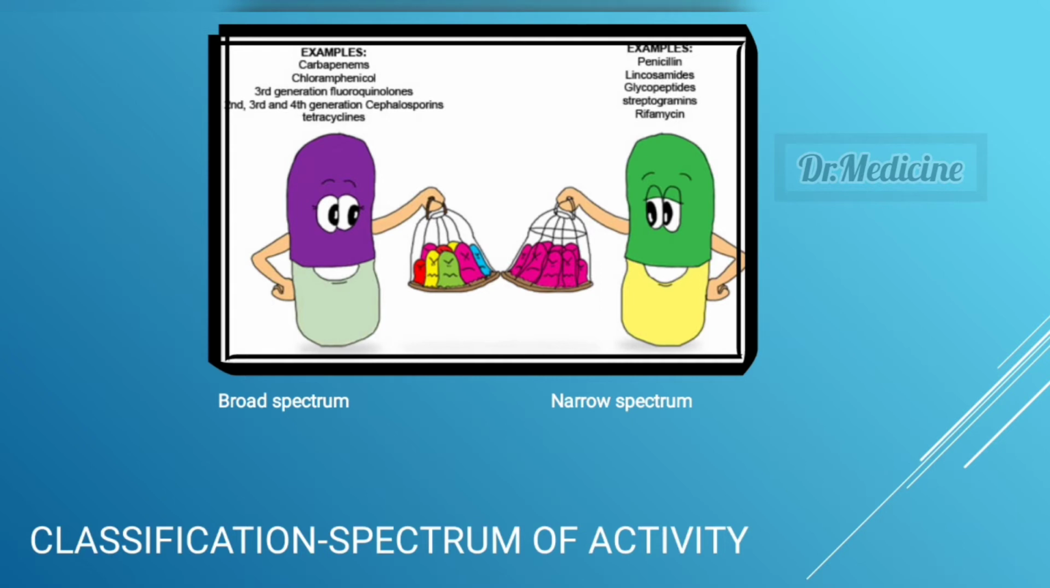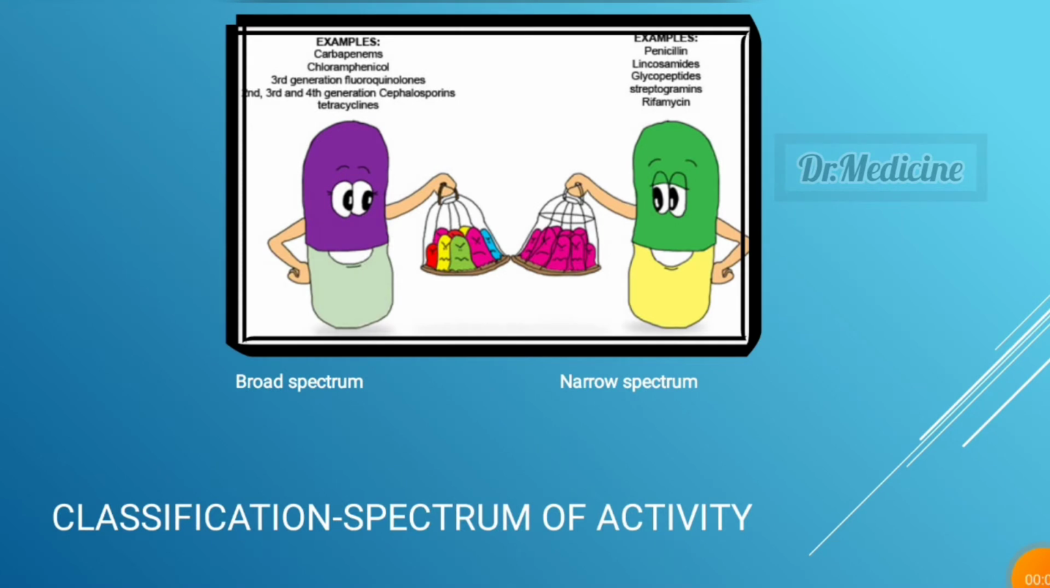Now we are going to discuss the classification based on spectrum of activity. Based upon the spectrum of activity, we classify antibiotics into two major types. One is broad spectrum and the second one is narrow spectrum. Broad spectrum means that the antibiotic is effective against a wide range of bacteria, and narrow spectrum means that the antibiotic is effective against a particular group of bacteria.